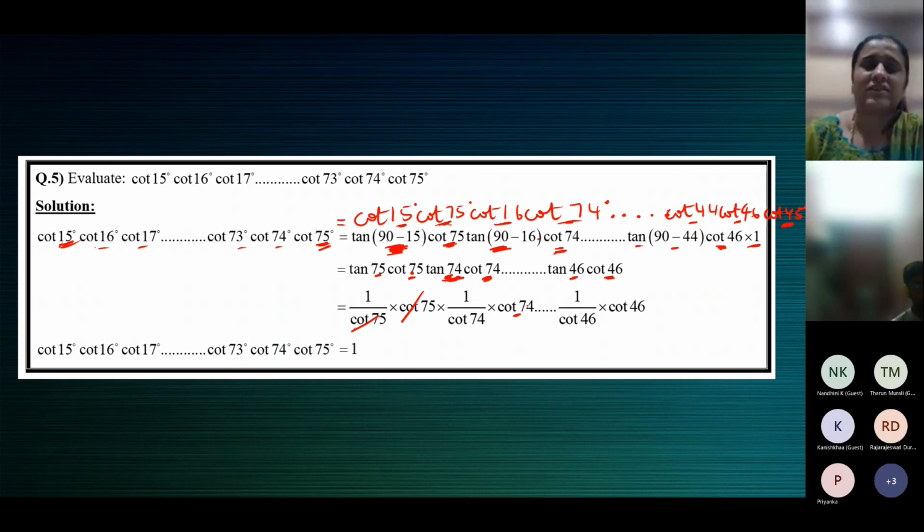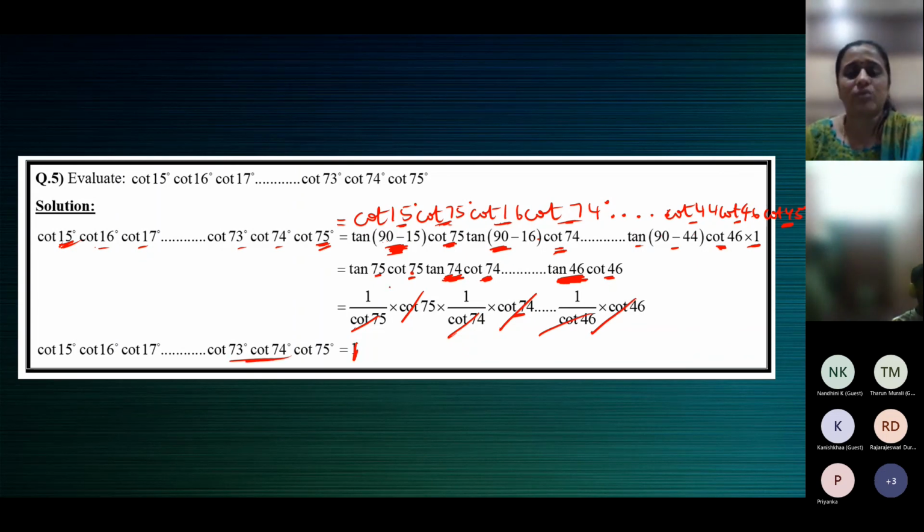Always, whether you're using complementary ratios or reciprocal ratios, don't change both. You will have a pair. In the pair, change any one. So here also, tan 74 is 1 by cot 74. This cot 74 as it is cancels. Like that here, tan 46 is 1 by cot 46 into cot 46 as it is cancels. So the value of this expression is 1, because it's 1 into 1 into 1 everywhere. So the value of this expression is 1.